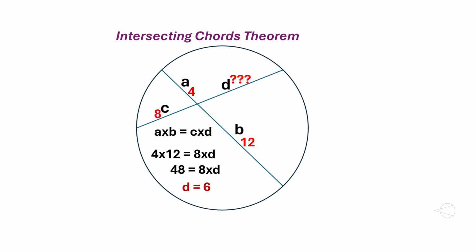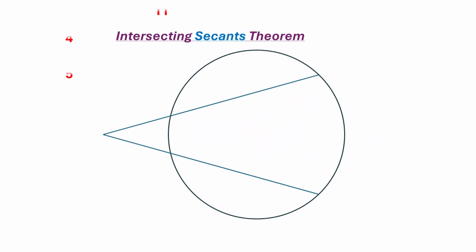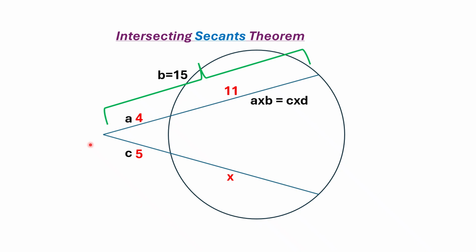Now let's have a look at a secants example. Now let's say we have these numbers and we want to find x. So this is an external part, this is an external part. A is 4, B is 5, C is 5, this part. Now B is going to be all this length. So it's going to be 15 because it's 4 plus 11. Now D is all this length. So D is 5 plus x.